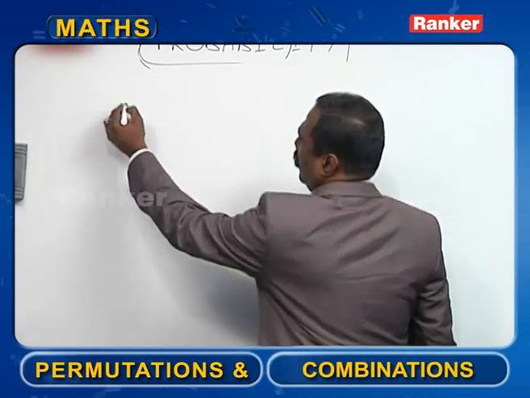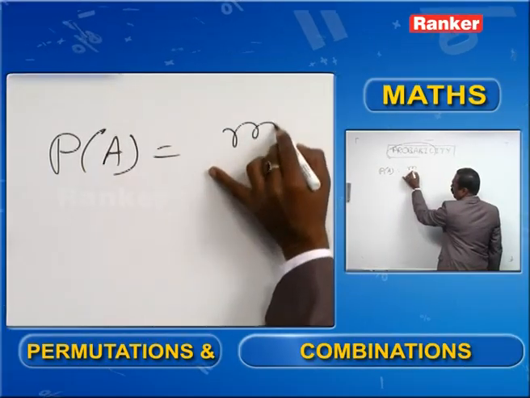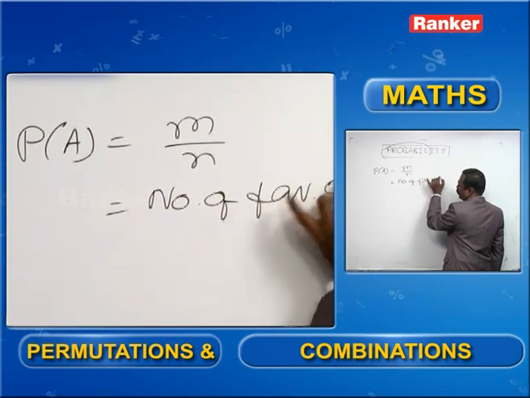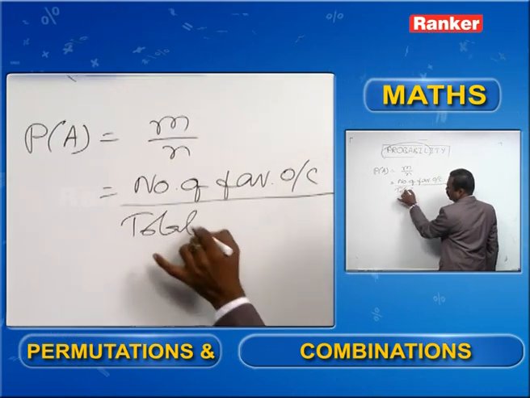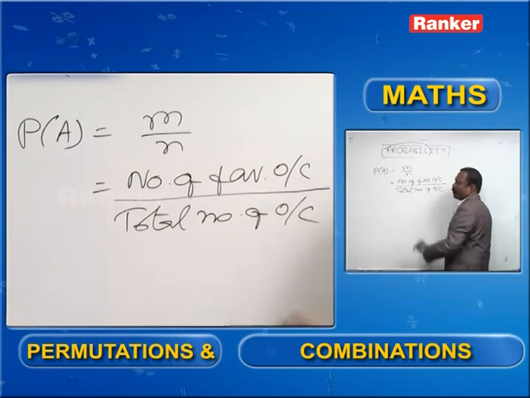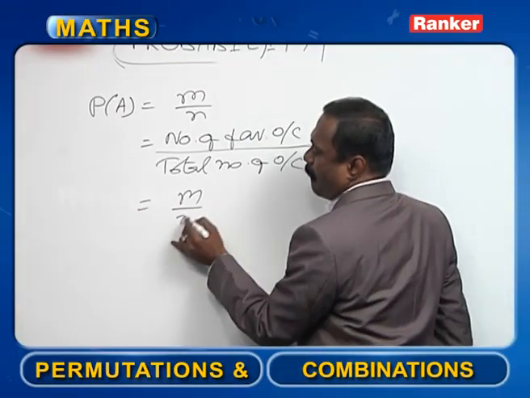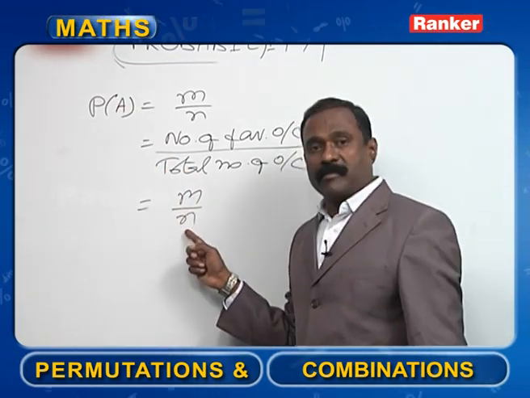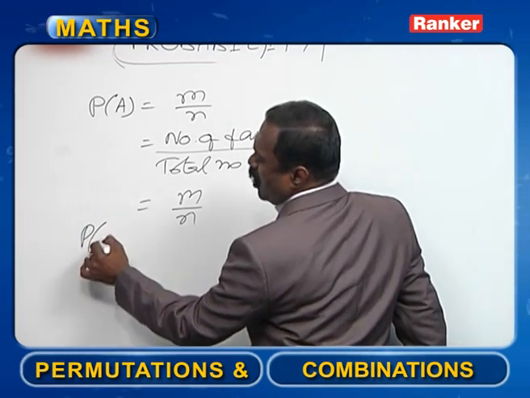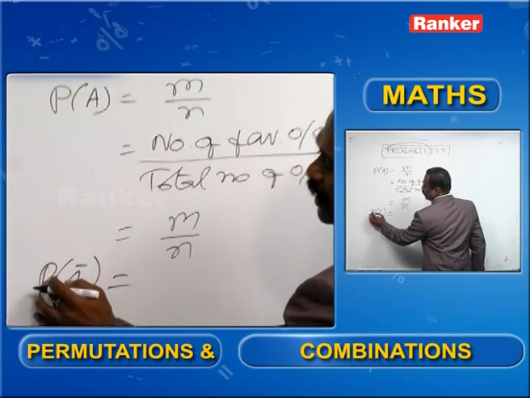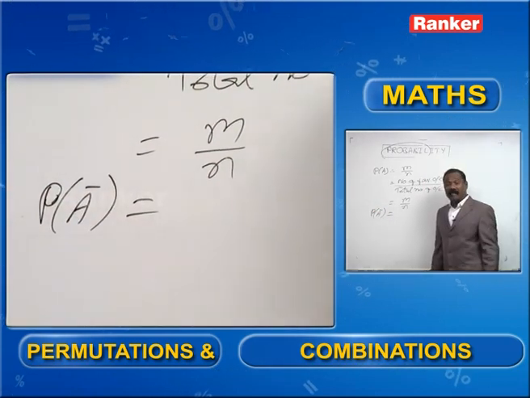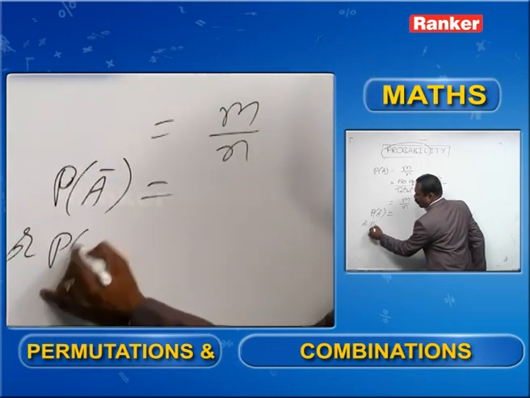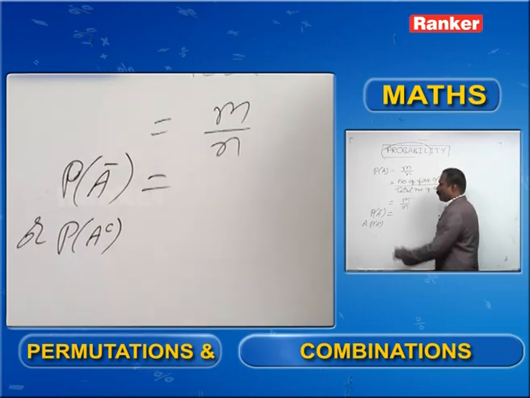For an event A to occur, P of A is given to be m upon n, which is nothing but the number of favorable outcomes divided by the total number of outcomes. For an event A to occur, there are m favorable outcomes and the total number of outcomes is n. Then for the event not to occur, the negation, that is P of A bar, or it can also be denoted as P of A complement. Both are the same.